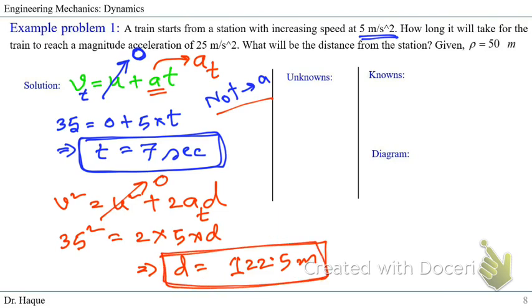So we have found all the unknowns. It was an easy problem to solve, but there's only one catch. You have to remember to take the tangential acceleration when you solve for the problem, not the magnitude. Okay. Until then, thank you so much.